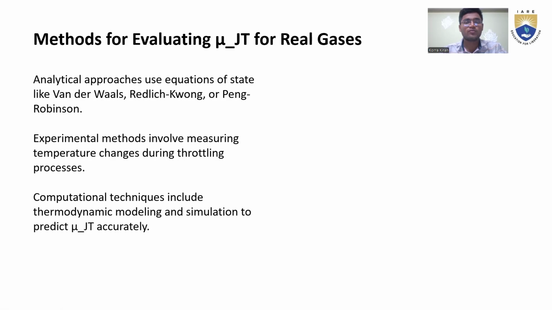Methods of evaluating mu for real gas. How can we evaluate mu for real gas? Analytical approaches use equations like van der Waals, Redlich-Kwong, and Peng-Robinson. Through these scientists' equations, we can analyze the evaluation of mu JT for real gases. And experimental methods involve measuring temperature changes during the throttling process. In the throttling process we can see methods using the temperature changes, that's the thing.